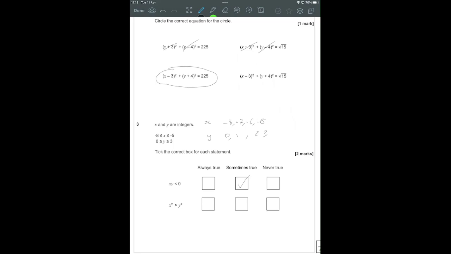Is x squared always bigger than y squared? If I take any of those x values, is that bigger than any of the y values? Well, yes. Squaring gets rid of the negativeness, and the x things are just bigger in absolute size. So that's always true.